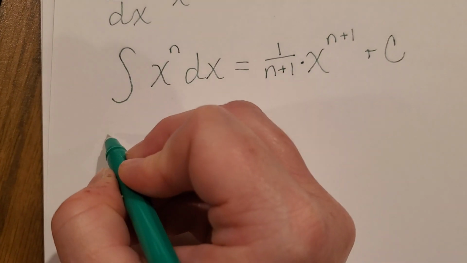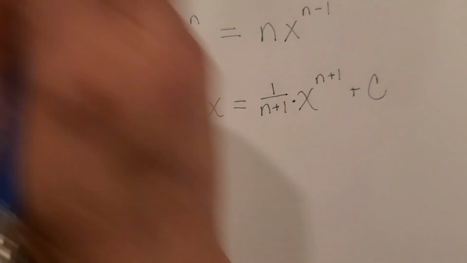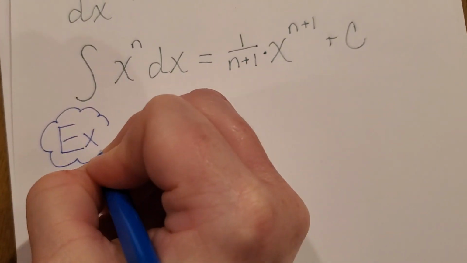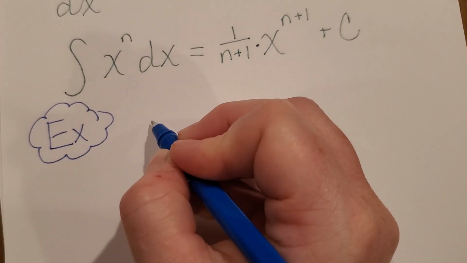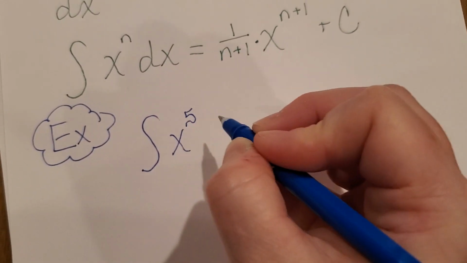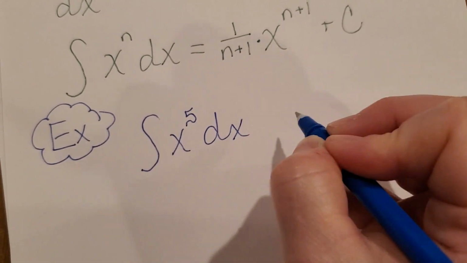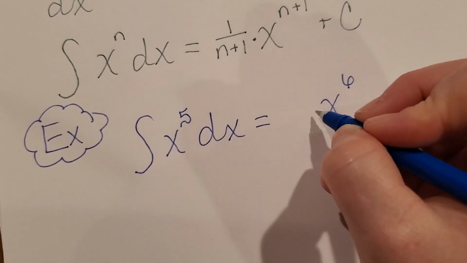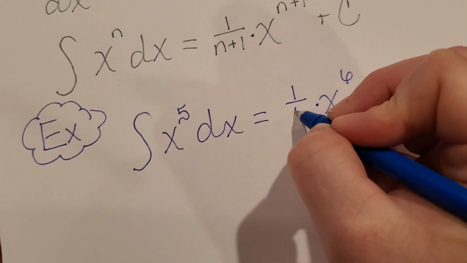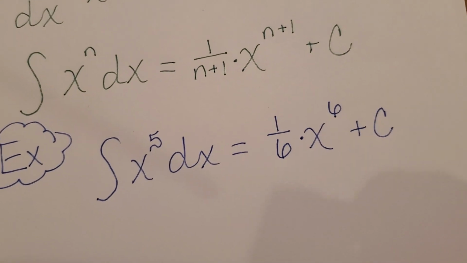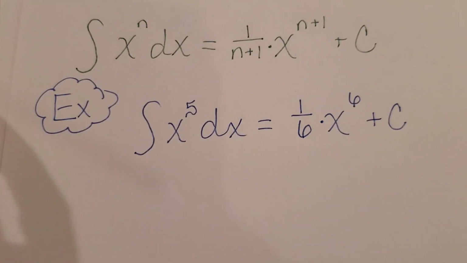All right, so here's an example real fast. All right, so if we are going to integrate x to the 5th power with respect to x, it would be x to the 6th power times 1/6 plus our constant c.